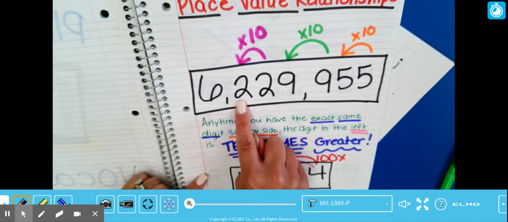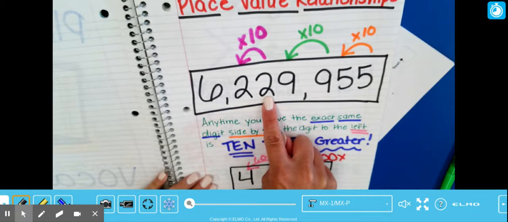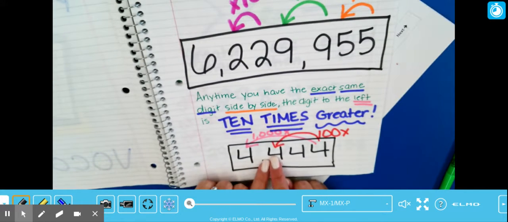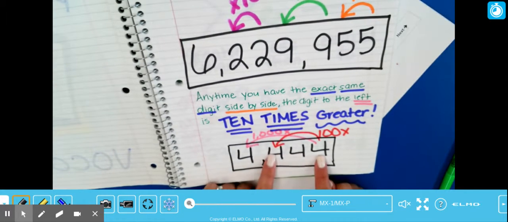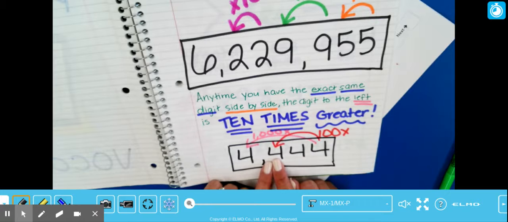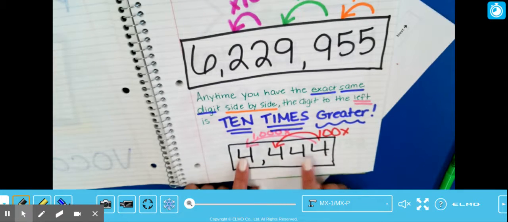The 2 that's to the left in the 100,000s place is 10 times greater than the 2 that is in our 10,000s place. We also went a little bit further to say that if numbers are separated by a digit in the middle, the value would be 100 times greater. This 4 here in the hundreds column is 100 times greater than the 4 in the ones column. And if they're separated by 2 little guys in the middle, our value is 1,000 times greater.